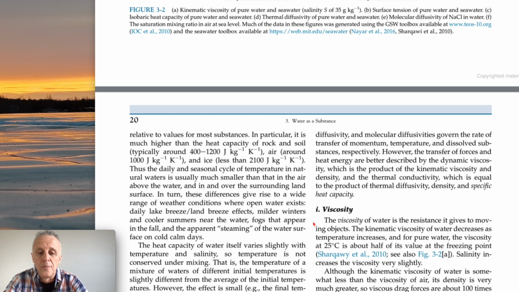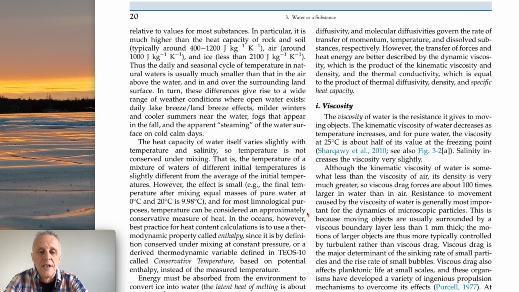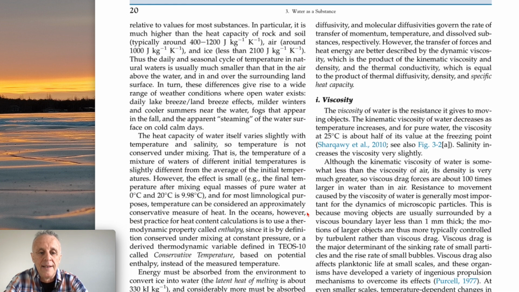In particular, it is much higher than the heat capacity of rock and soil, typically around 400 to 1200 joule per kilogram per Kelvin, air at 1000 joule per kilogram per Kelvin, and ice at less than 2100 joule per kilogram per Kelvin. Thus, the daily and seasonal cycle of temperature in natural waters is usually much smaller than that in air above the water and over the surrounding land surface.